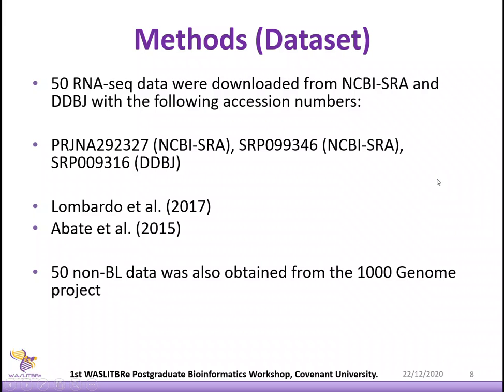Okay, so for the data set, I used 100 samples. 50 of them were cases, and the other 50 were control. I got the data from Lombardo et al. and Abate et al. The data were found from NCBI, SRA, and the DNA Data Bank of Japan. Yes, so that's where I got the data from. The normal samples were also gotten from the 1000 Genomes Project in Africa.